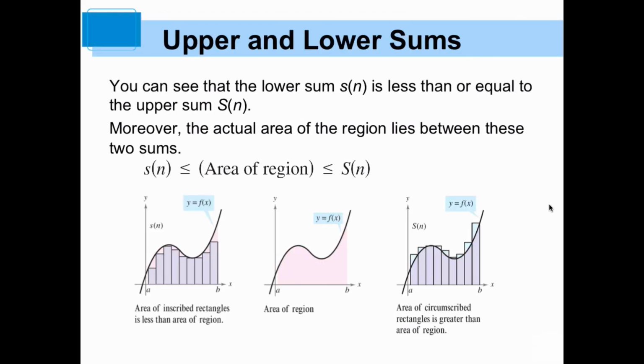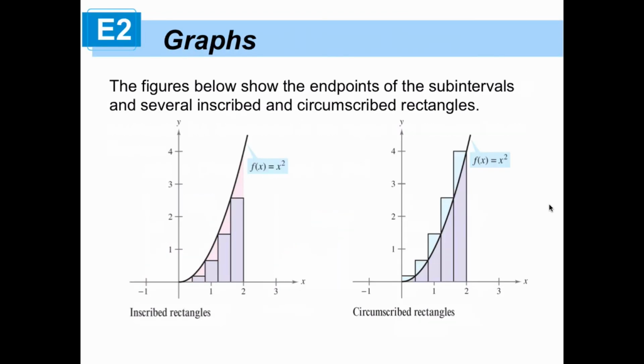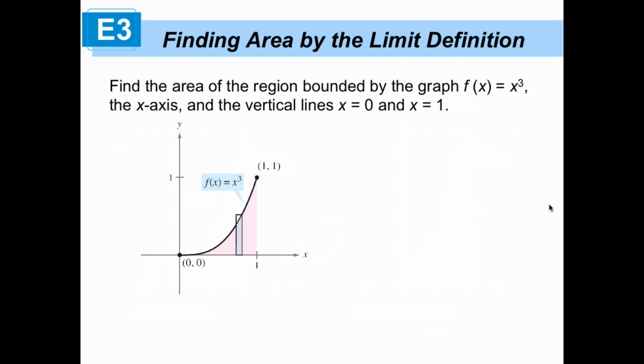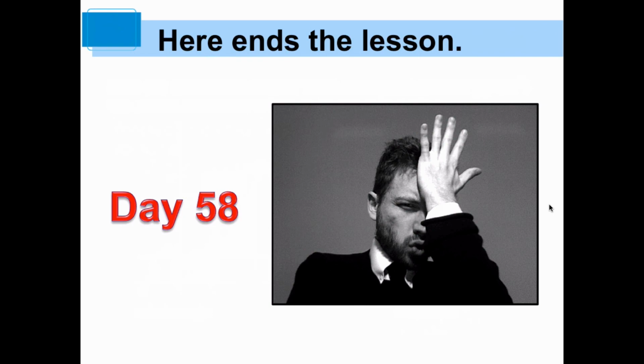Oh, wrong button. There we go. So again, another smaller version of what's going on. Inscribed below, circumscribed above. Possible example that we don't need to necessarily work through. Going from 0 to 1 and using a certain number of rectangles will give us that function. And then we're done. Day 58 for homework.